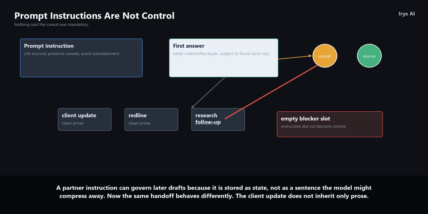A partner instruction can govern later drafts because it is stored as state, not as a sentence the model might compress away. Now the same handoff behaves differently. The client update does not inherit only prose. It inherits the objects behind the prose. The red line sees the caveat. The research follow-up sees the source. The partner summary sees the unresolved issue and cannot silently close it.